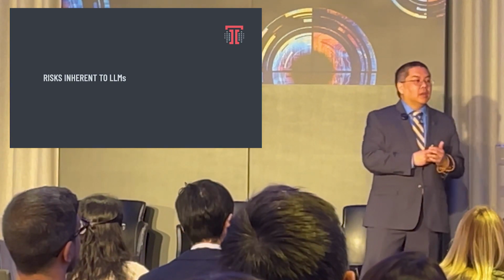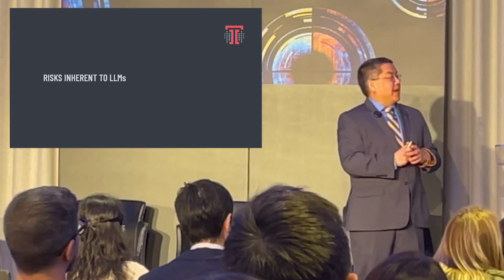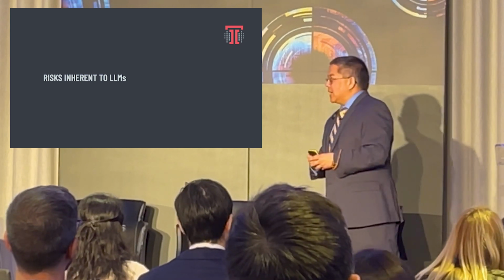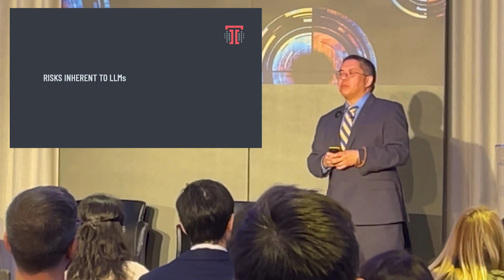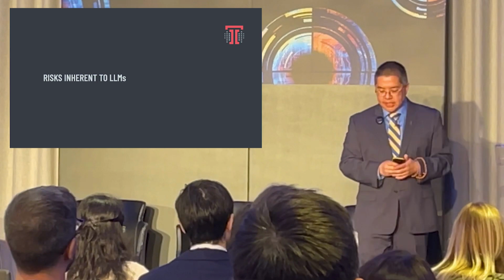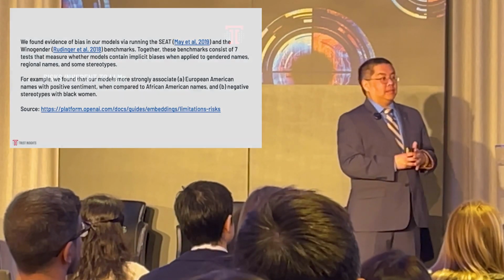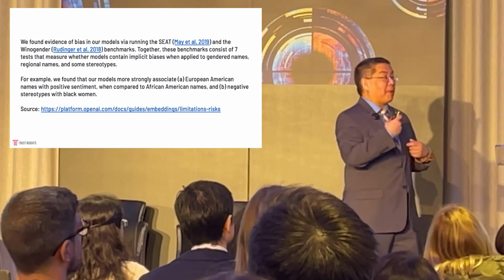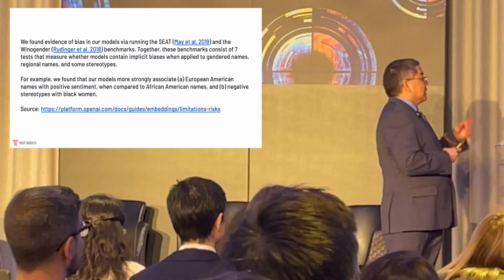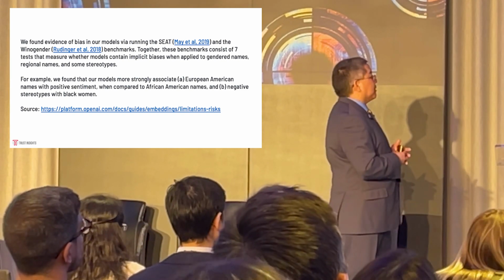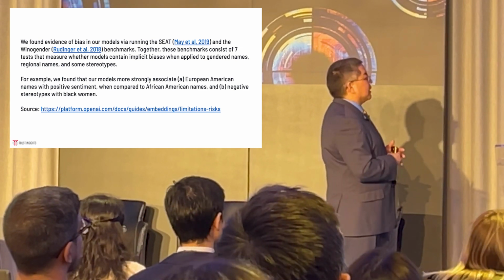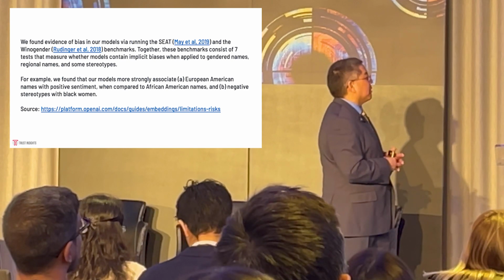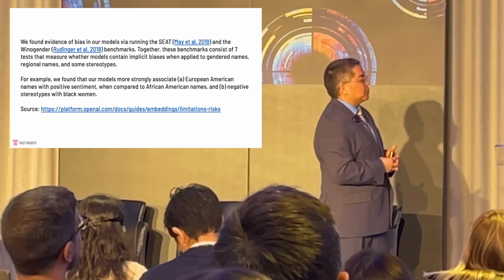So this sounds like an amazing set of tools. We should immediately all run and adopt them. There are some things you might want to be careful of. A few of these things are bias. So in OpenAI's statement itself, this is provided by the company, this is the warning label. For example, we found that our models more strongly associate European American names with positive sentiment when compared to African American names and negative stereotypes with Black women.